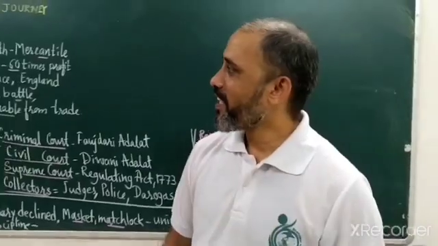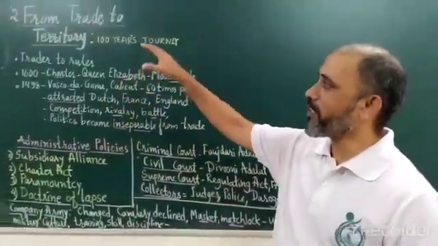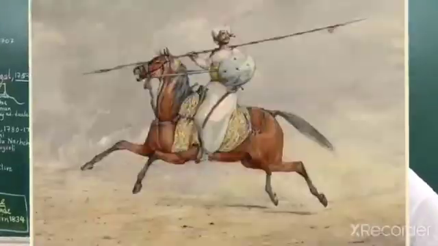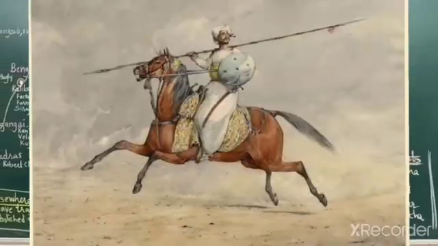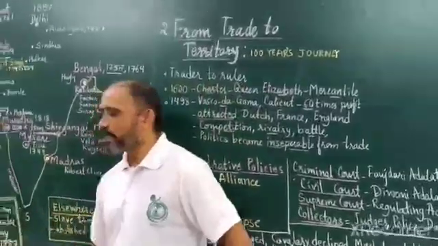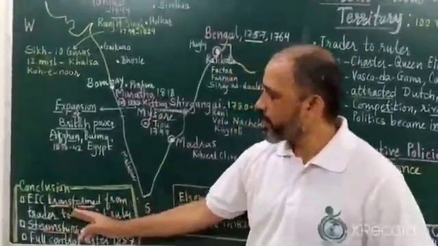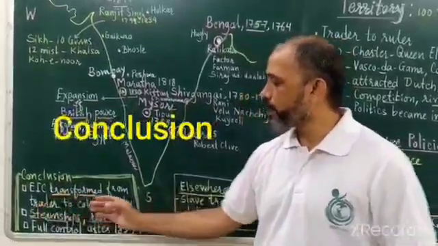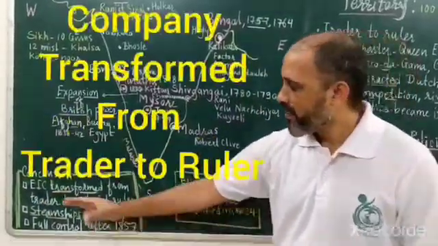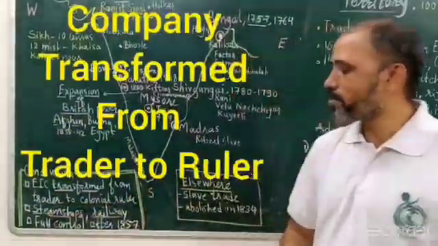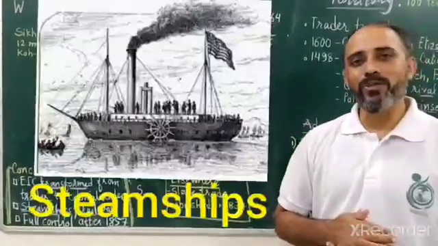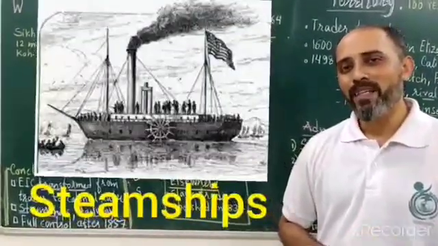So this is our lesson From Trade to Territory. In this lesson, let us conclude, let us have a summary of this lesson. What we studied: the first is that the East India Company transformed from trader to colonial rule. There were also steamships and railways introduced in India during the same time.